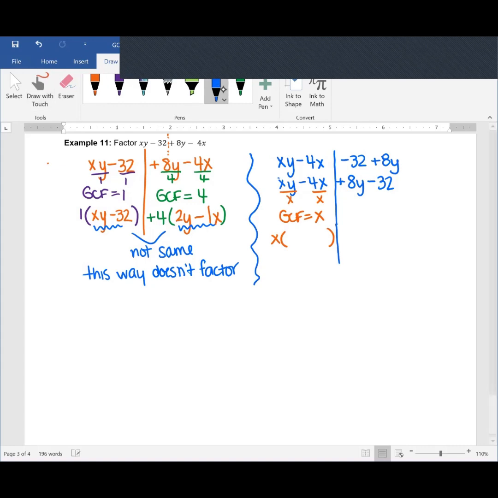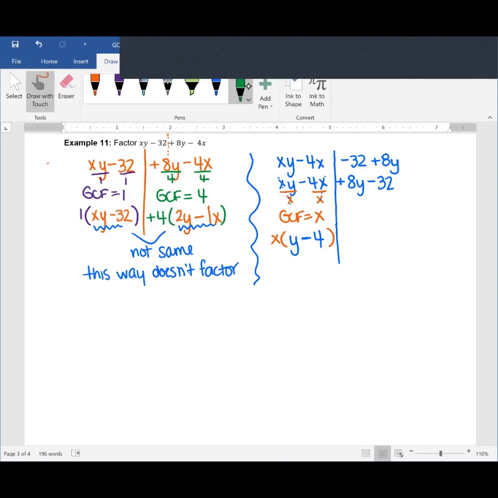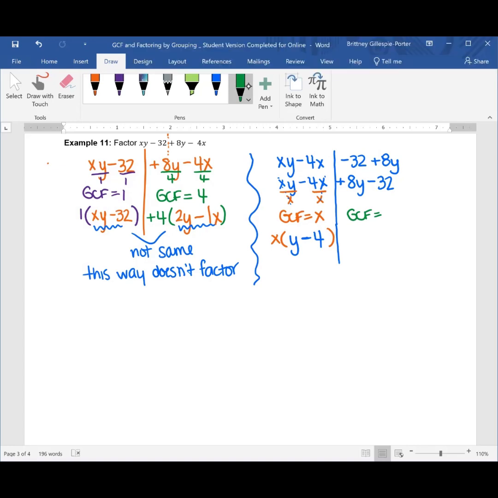xy over x. The x's cancel, which means we're left with y. Drag down my minus. 4x over x. The x's again cancel, which means I have y minus 4 in my parentheses. Let's try the other side. I have 8y and negative 32. This time when I'm looking at a GCF, I'm hoping there's a number because the 32 doesn't have a y, which means no y or variable in the GCF.